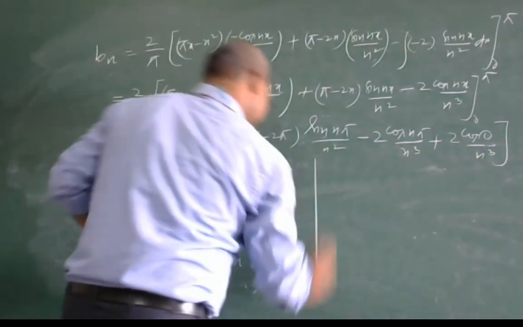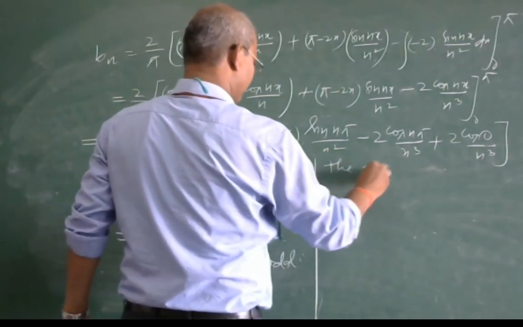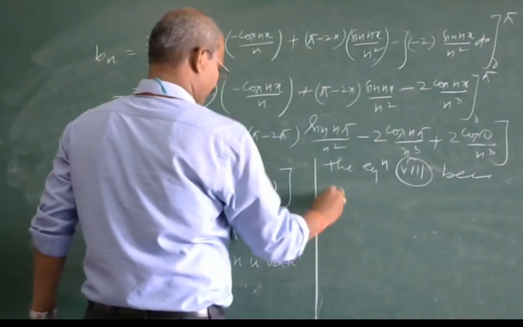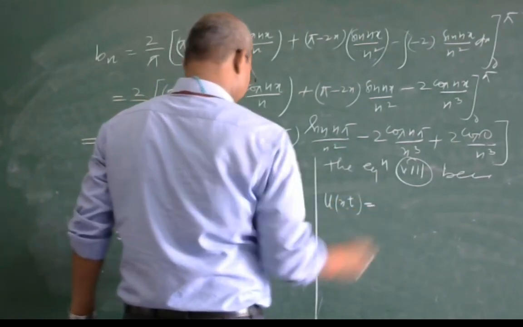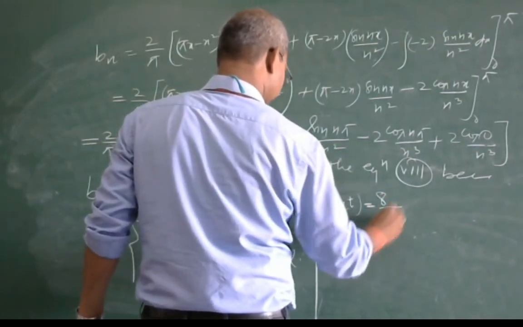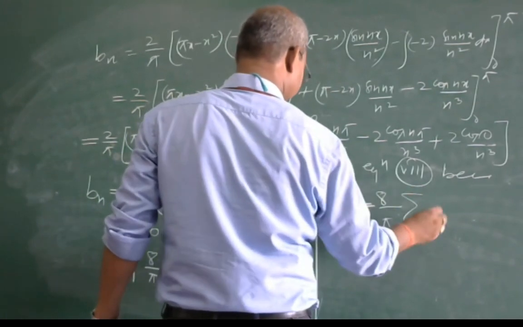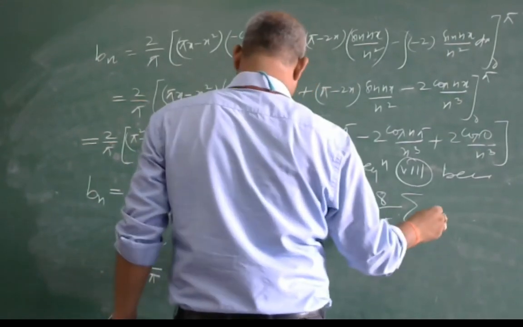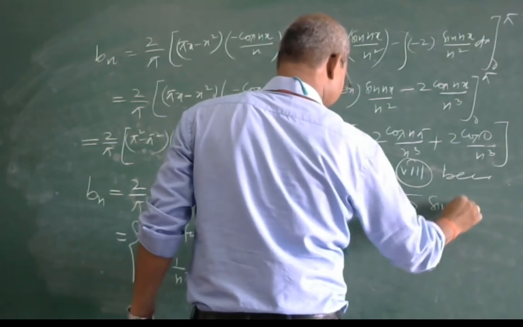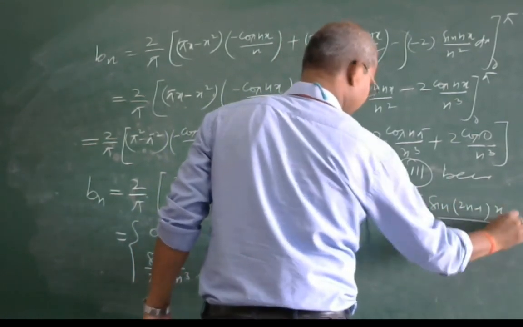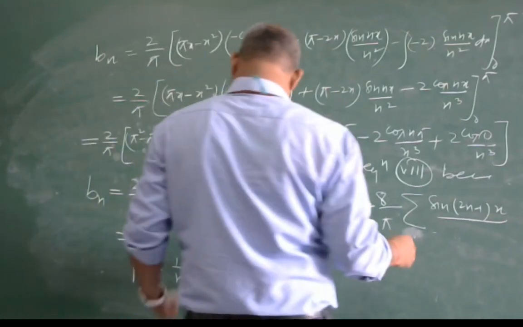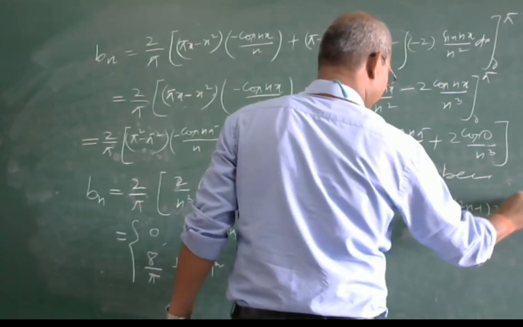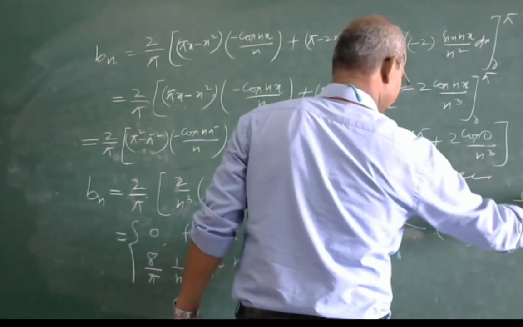So the equation 8 becomes u(x,t) is equal to 8 upon pi summation, for n odd, sin (2n minus 1)x upon (2n minus 1) cube, into e to the power minus (2n minus 1) square a square t.